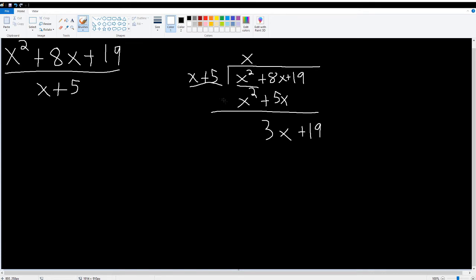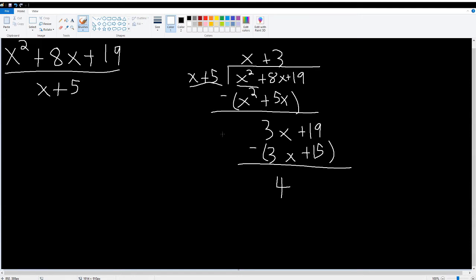And then we ask ourselves, how do I get x plus 5 to look like 3x? Well, I multiply by 3, so I would add plus 3. So 3 times x plus 5 is 3x plus 15. And remember, we're subtracting for all these, so let me make sure you see that. 3x minus 3x is 0. 19 minus 15 is 4.